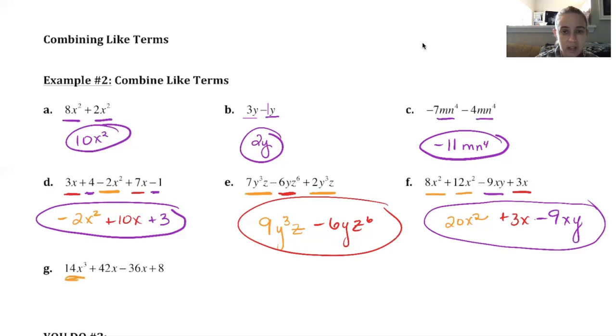In letter G, here's an x cubed. Do you see any other x cubes? Nope, so that one's by itself. I have 42x and 36x. Those are like terms, so I have to take 42 minus 36. I can use my calculator if I need help, but that will be 6x. And then I have a +8 on the end.